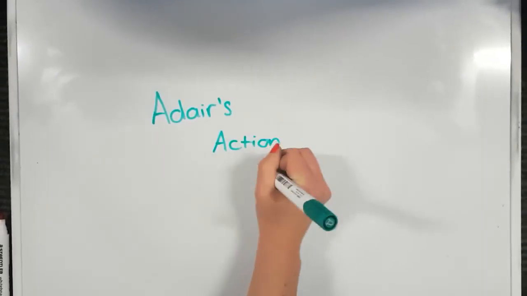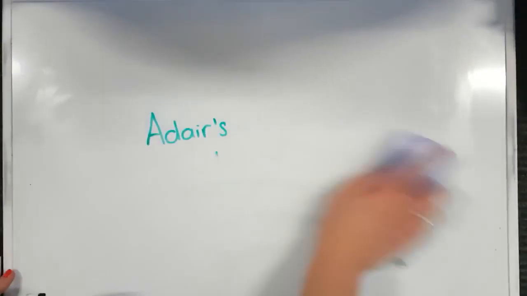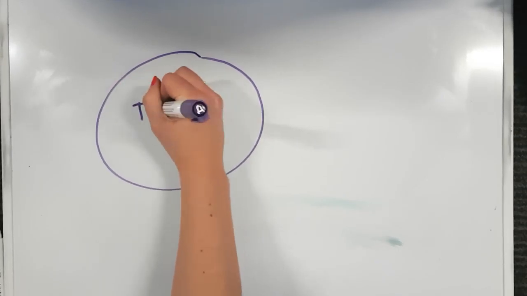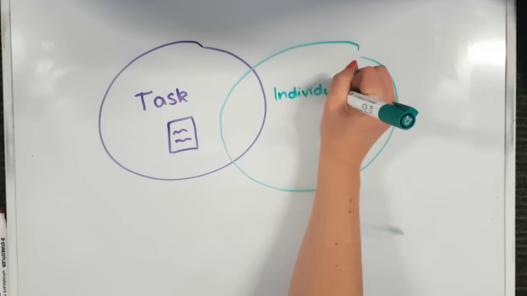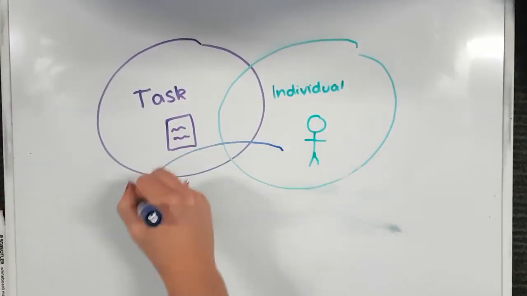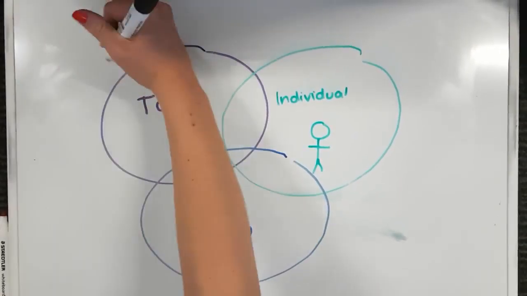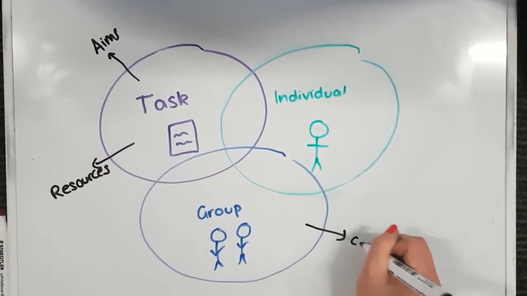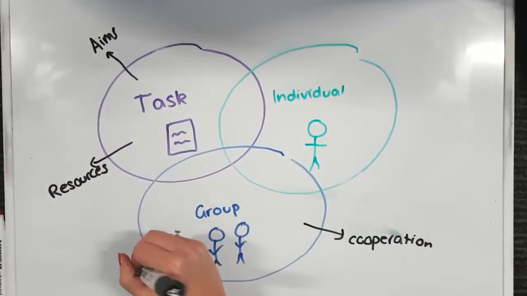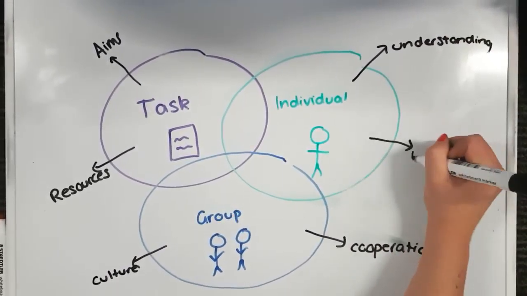Adair's Action-Centered Leadership. Adair's is a simple system which focuses on three elements: the task, the group, and the individual. Adair's Action-Centered Leadership builds on already existing theories, but simplifies these into three elements and includes a leadership and responsibility aspect. It is not a standalone procedure and must be accompanied by an overall management and leadership approach in order to extract the most benefit from the theory. To complete a task, a leader needs to take into account aims, resources, cooperation, culture, rewarding employees, and an understanding.